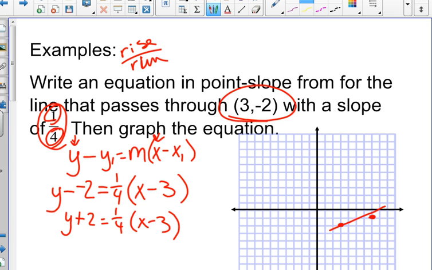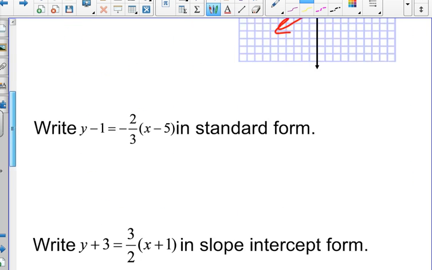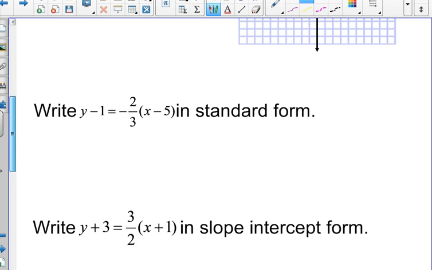Draw a line through them. That's not a very good line, but you get the point. There's my line. Okay? All right, now let's go on to this one. Write y minus 1 equals -2/3 parentheses x minus 5 in standard form. Well, remember, standard form is ax plus by equals c. Okay? So we need to have x and y on the same side, which we don't. So we need to get the x and y on the same side and our numbers on the other side.